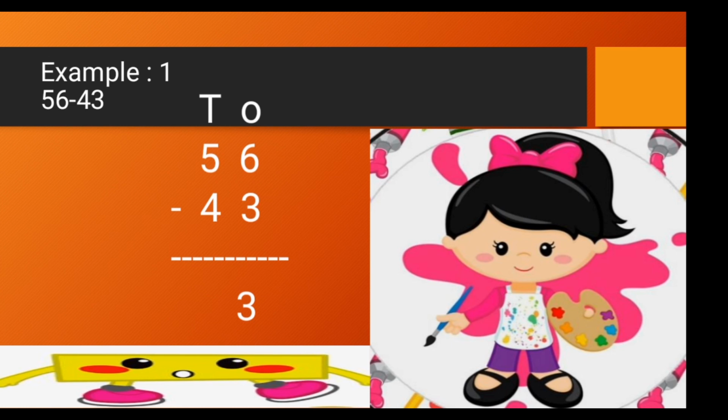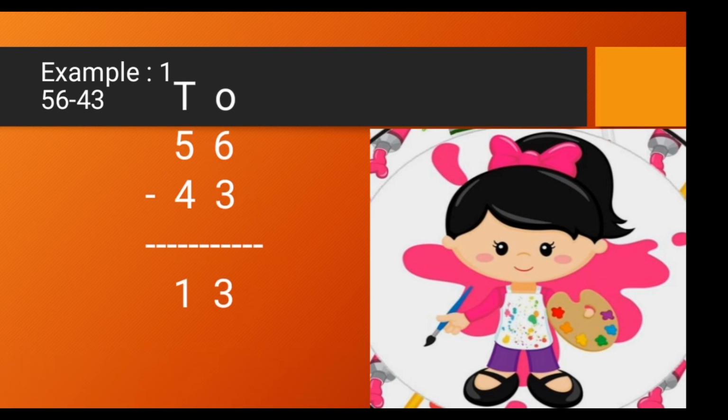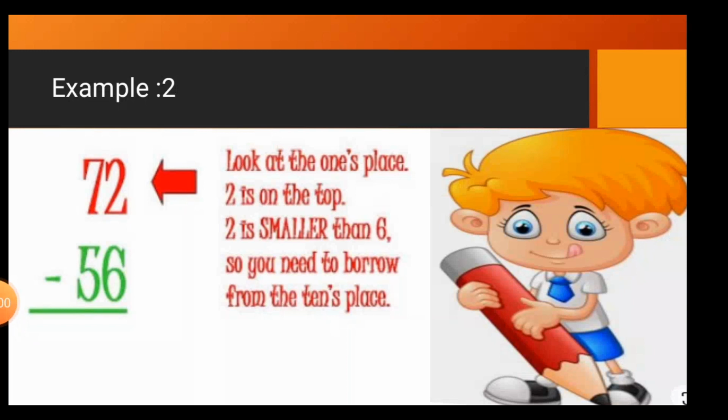In the tens column, we have 5 tens and 4 tens. So we subtract 4 tens from 5 tens. We will get 1 ten. We write 1 at the tens place. So the answer of this question is 13. For practice, we solve another example.